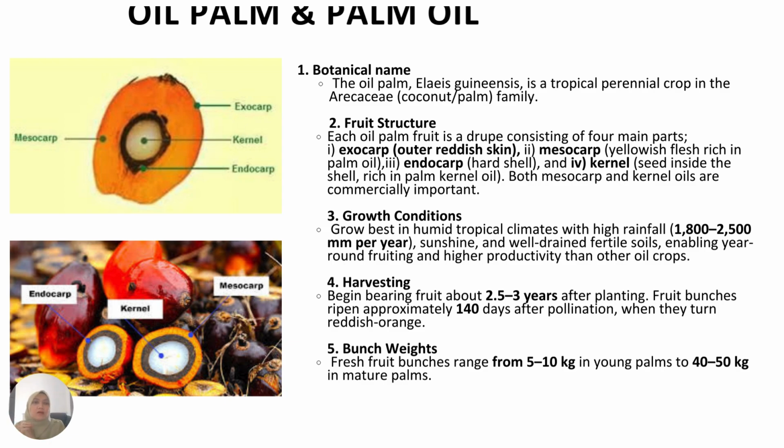Okay, now let's talk about oil palm and palm oil. The oil palm, which is known as Elaeis guineensis, produces fruit with valuable mesocarp oil and also kernel oil. It thrives in tropical climates, starts fruiting after 2 to 3 years, and mature branches can weigh up to 50 kilograms.